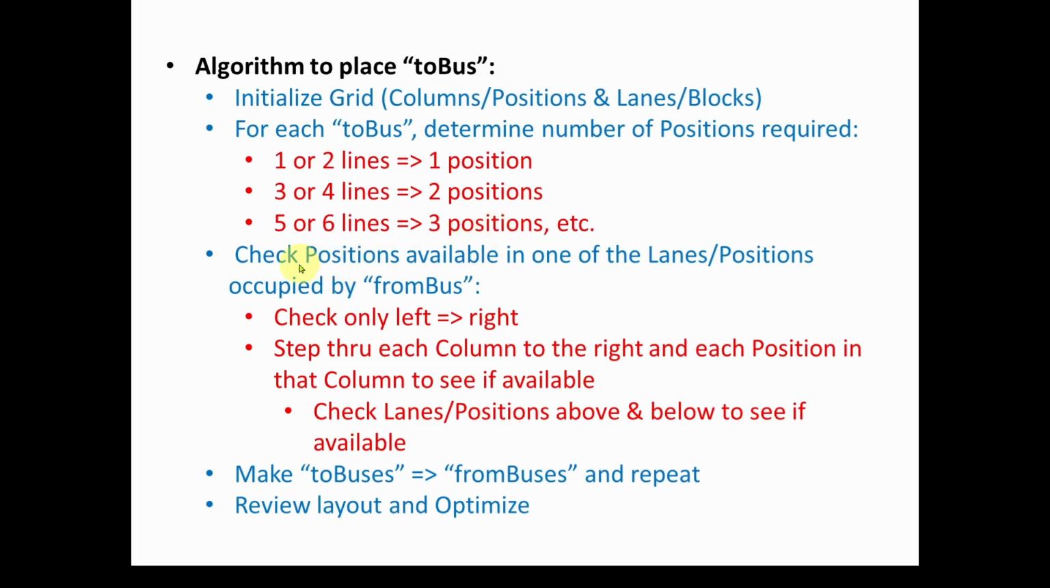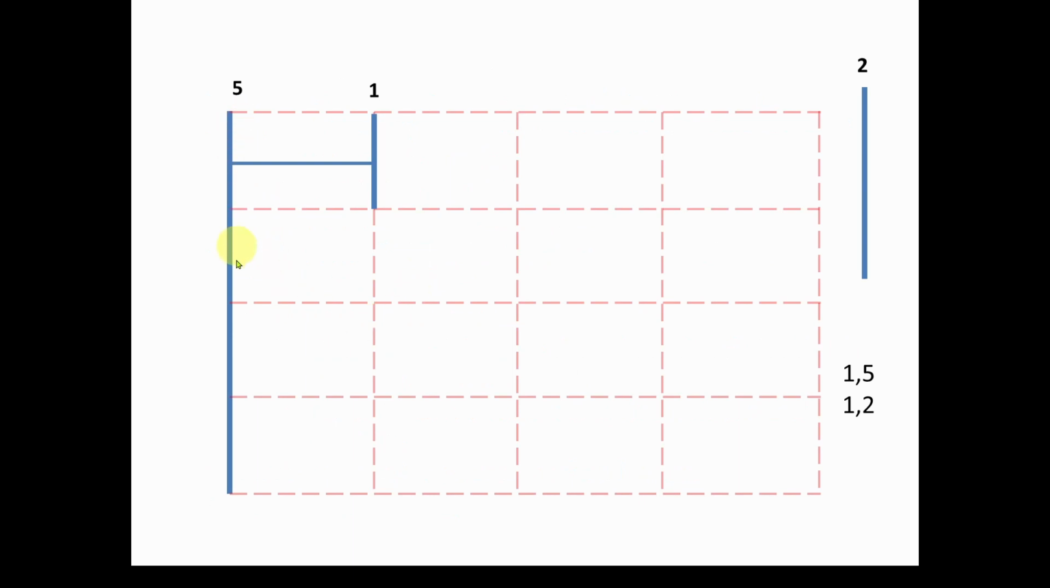So once we've got that, now what we have to do is check what positions are available in one of the lanes or positions occupied by the from bus. For example, here's our from bus as we start out, and we're going to place number 1. We look at all the available positions, and everything's available. Then this number 1 becomes our from bus. If we have to place the number 2 bus, that becomes our 2 bus. And we're going to have to iterate through all of the buses.